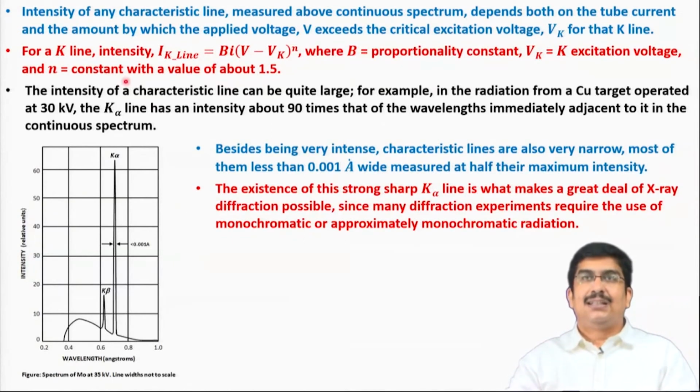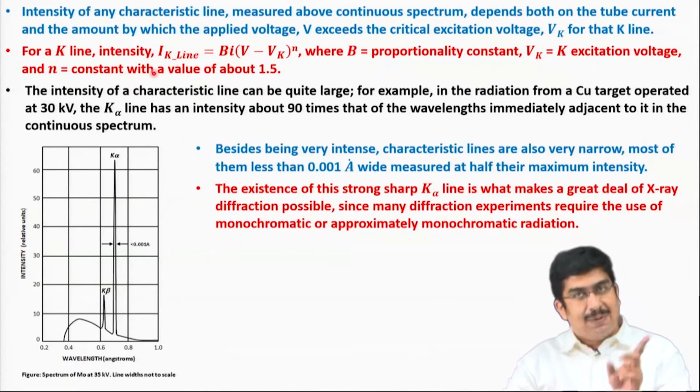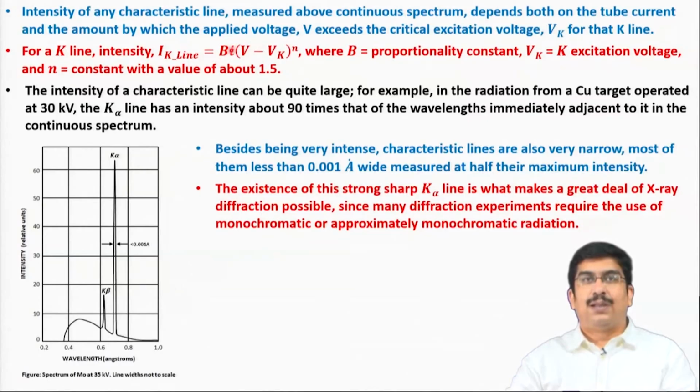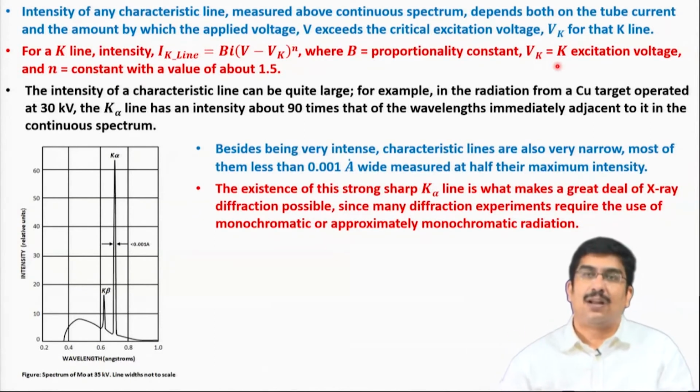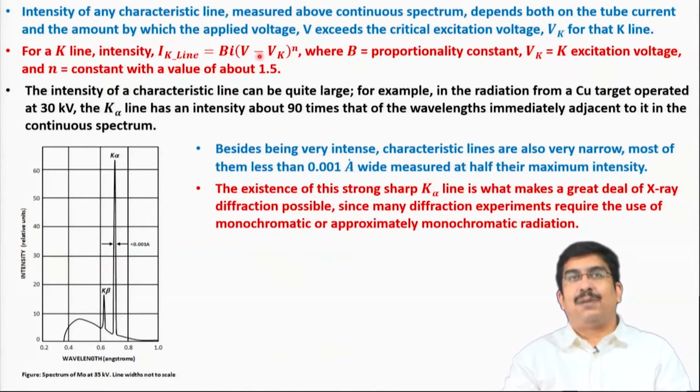So, if we consider this for the K line, then the intensity of the K line, again measured above the continuous spectrum, is expressed as B into (V minus Vk) raised to the power n. B is a proportionality constant and n is another constant, usually 1.5. Vk is the K excitation voltage, the minimum voltage required to produce the K characteristic lines, that we already discussed. It is around 20.01 kilo electron volt for molybdenum, and V is the applied voltage.